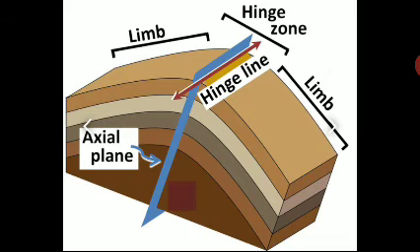So here you can see the fold limbs. The strata which are folding are called limbs. Both sides are limbs, and the center is the axial plane. With the axial plane we can make it two halves. At the top of the axial plane is the hinge line, and behind that is called the hinge zone.